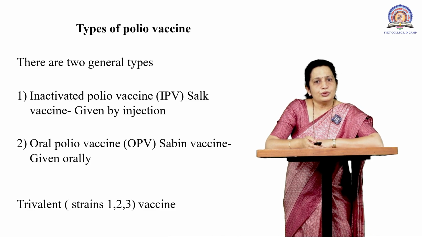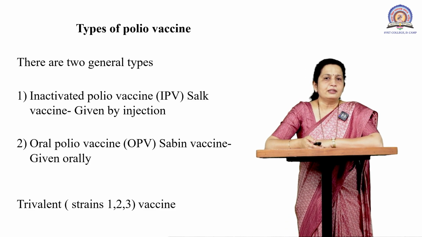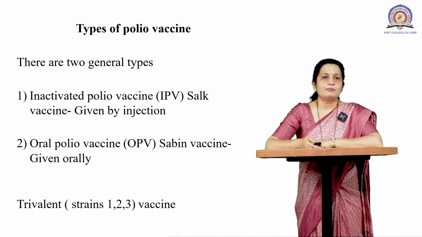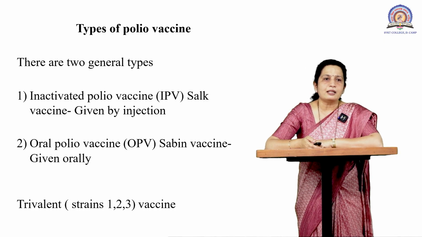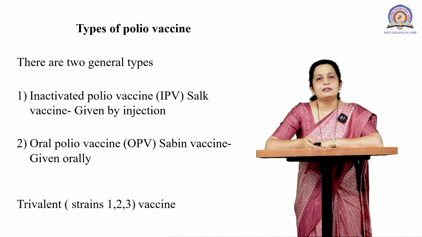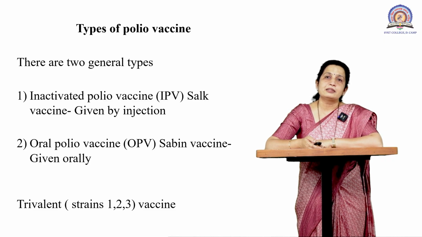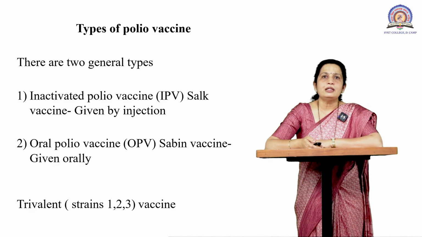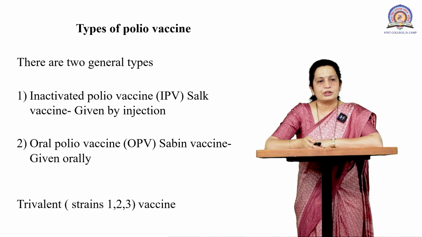Now, there are two general types of polio vaccine. One is the inactivated polio vaccine, known as IPV. This inactivated polio vaccine is known as the Salk vaccine because it was developed by the scientist Salk. The other is the oral polio vaccine, known as the Sabin vaccine, and this is given orally. It contains attenuated organisms, which are live organisms, but they have lost their pathogenicity.